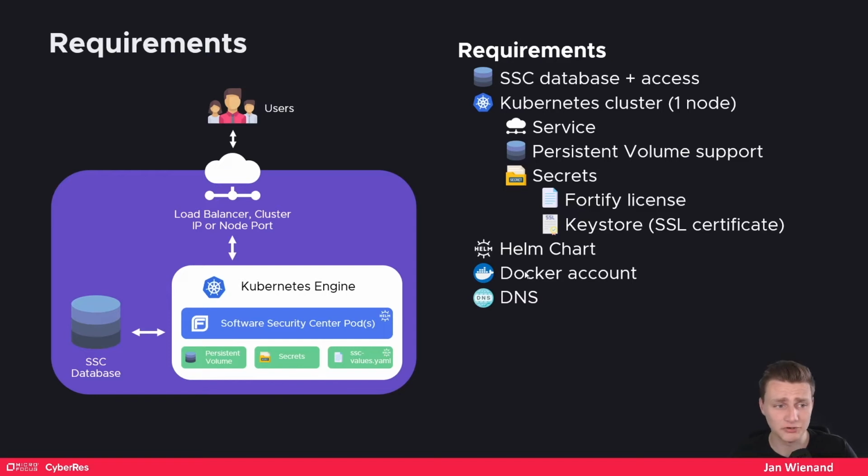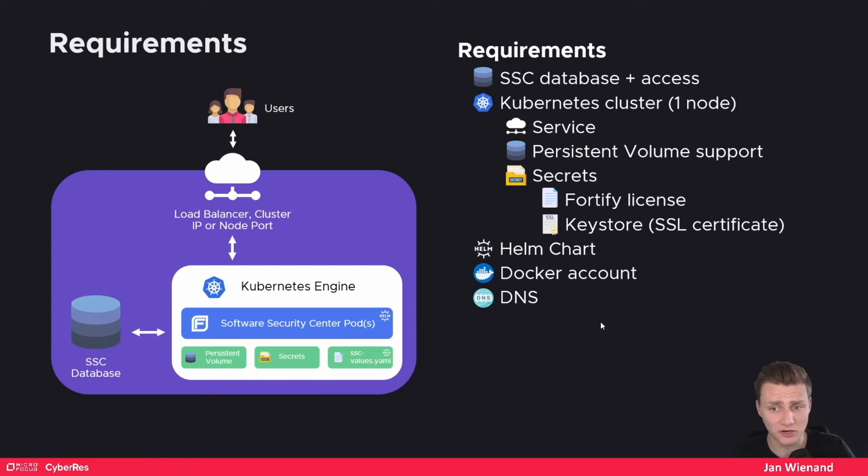The next thing that you need is the Docker account, because the SSC Docker container is actually private. So you need to make sure that you have access to the Docker container. And the last thing that is required in here is the DNS. So if you want to run it on a host name instead of an IP address, you need, of course, a DNS that you can set up there.